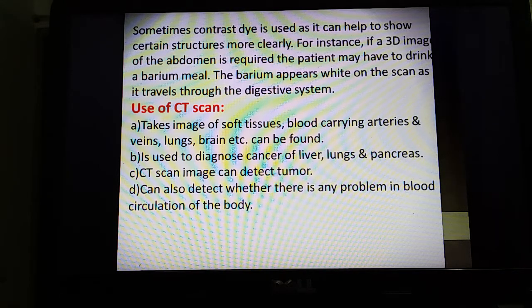In a motorized bed, a patient is allowed to lie, and from different angles, X-rays are emitted. These X-rays pass through the patient, and a detector detects the transmitted X-rays. These are observed and recorded, and then the total image of an organ is created in this way.